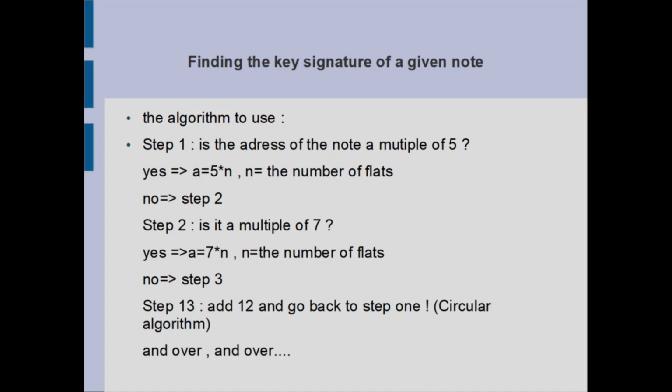And the fact that the algorithm is circular is very easy to understand, since everything is circular. Everything we use is modulo, so it has to be circular. And that explains step 3: add 12 and then go to step 1, and over. Is it understood? You can write okay if the algorithm is understood.